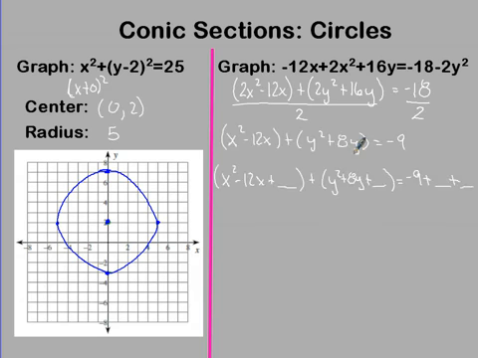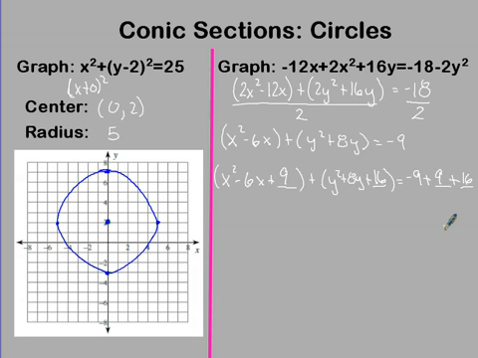Alright, so in this step here, I divided everything by 2. I got x squared minus 6x plus y squared plus 8y equals negative 9. And now we're going to complete the square for the x's and also for the y values. And then you'll be able to see what the center and the radius is. Alright, so half of negative 6 is negative 3, negative 3 squared is 9, and half of 8 is 4, 4 squared is 16. Don't forget to add these to the other side as well.